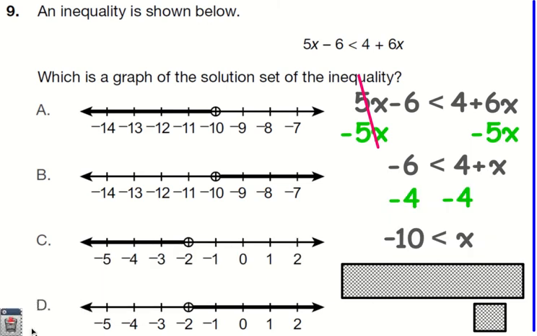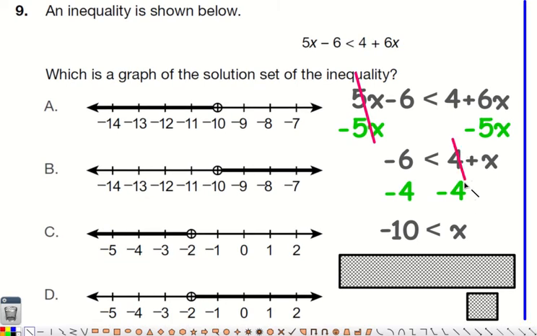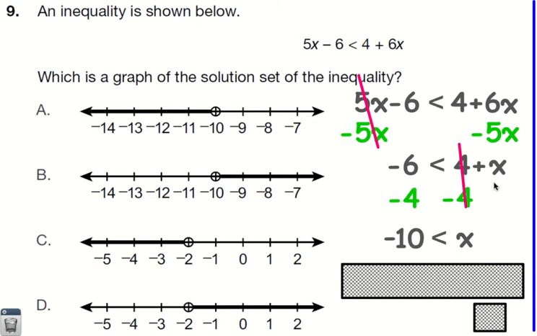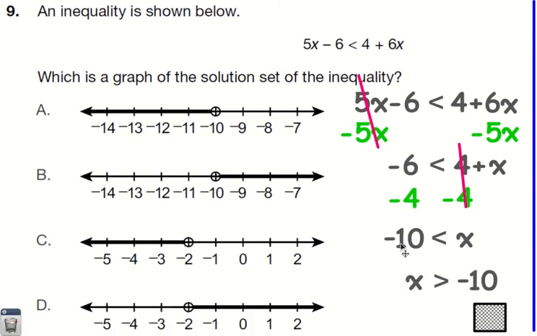Next, what I'm going to do is subtract 4 from both sides. And I'm going to end up with this. Negative 10 is less than X, which is much better written the other way. Instead of saying negative 10 is less than X, it's better to read this as X is greater than negative 10. Just kind of read it backwards.